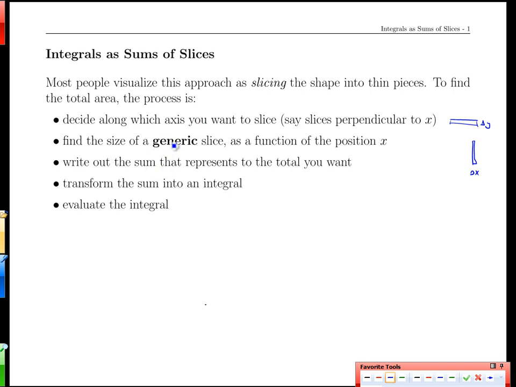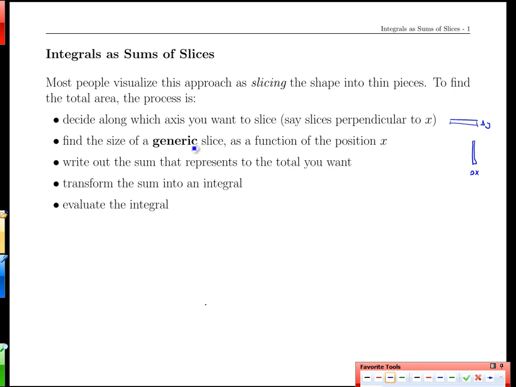Once you get to the area of a generic slice, well then we know that if we add up all those areas, we get the total area. And then, well, we can write that as an integral instead of a sum. The last step, evaluating the integral, tends to be fairly straightforward in the examples we see here. The challenge is really in these first two stages, visualizing and deciding how you want to slice it, and then finding the area of a generic slice.